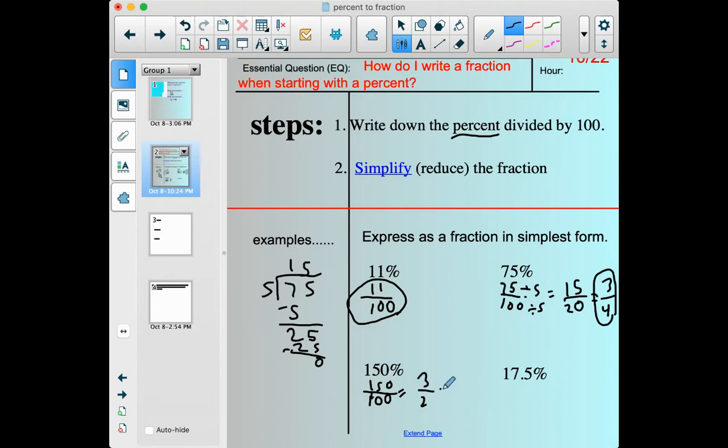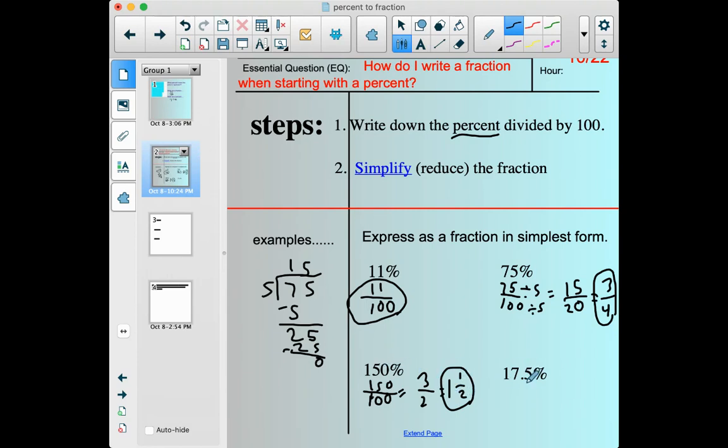Now to get to our fully simplified answer, I'm going to want to turn this into a mixed number. Remembering how to do that, 2 goes into 3 one time with 1 left over. So it is 1 and 1 half. I've got 2 halves in that whole, plus another half is 3 halves. So 150% is 1.5.